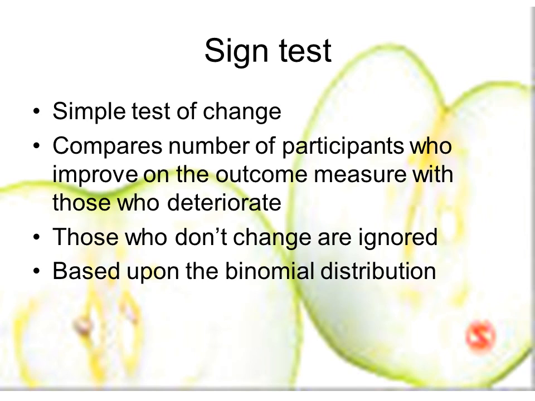And another area the book talks about is something called a sign test. It's a simple test to see if there's change, to identify change. It compares the number of participants who improve on the outcome measure with those who deteriorate. Those who don't change are ignored, and it's based upon the binomial distribution.